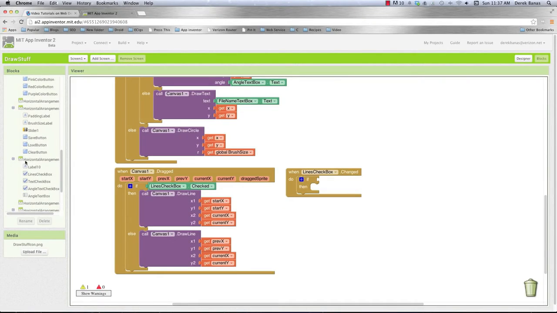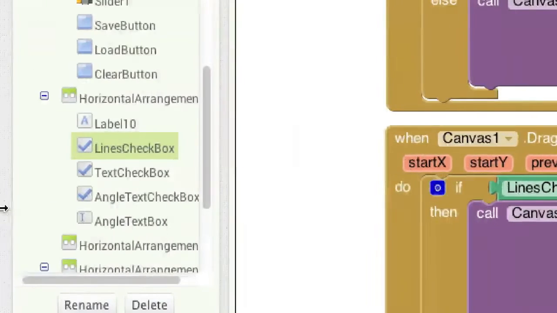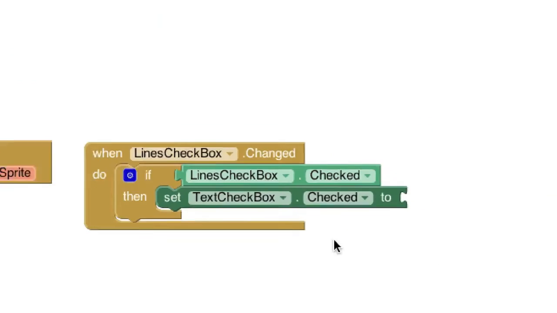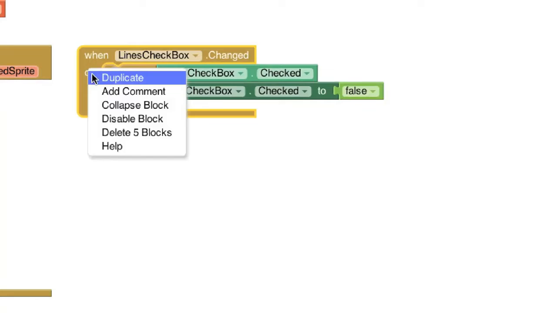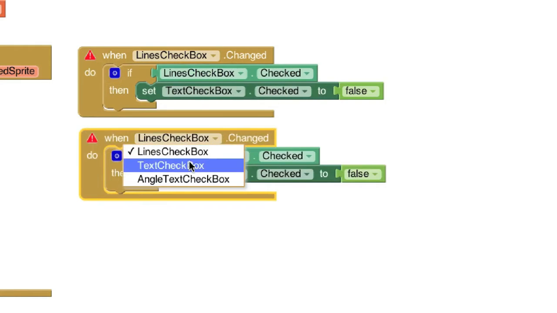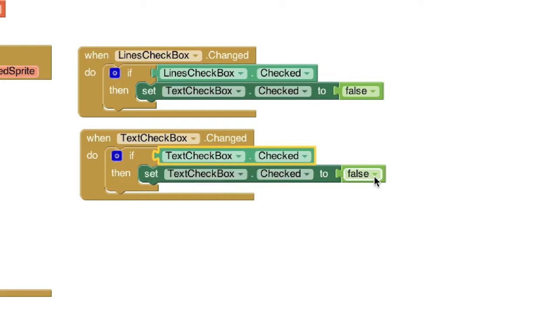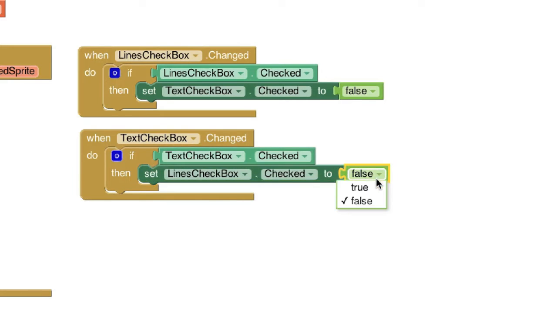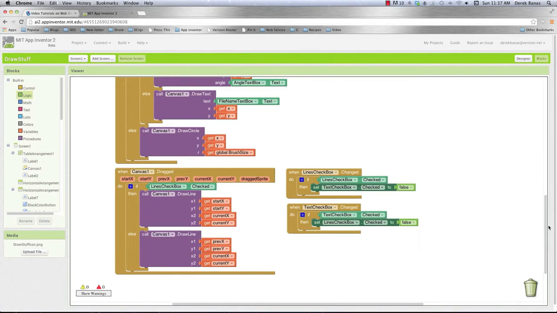So if the line check is checked, click on this, get the checked. Then I want to set the checkbox checked for my text to false. Logic, false. And drop it right there. Then I'm going to duplicate this because I want to do the same exact thing for the text checkbox. So if text checkbox is true, then this guy, which is now going to be set to line checkbox, is going to be false. Well, there you go. Alright, so now those are going to operate like radio buttons.